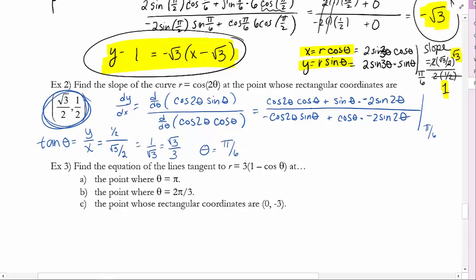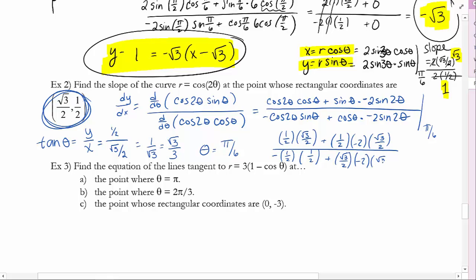So cosine of 2 pi over 6 is the cosine of pi over 3, which is 1/2, times the cosine of pi over 6, which is root 3 over 2. And this is going to be 1/2 times negative 2 times root 3 over 2. And then on the bottom, I've got negative cosine 2 pi over 6, which is going to be 1/2, sine of pi over 6, 1/2, cosine pi over 6, root 3 over 2, negative 2, root 3 over 2, like above. So let's evaluate this.